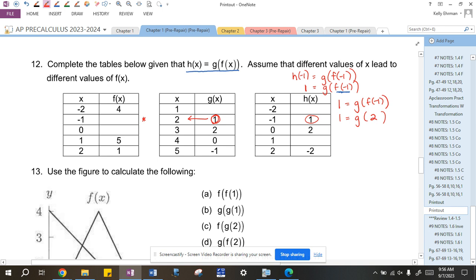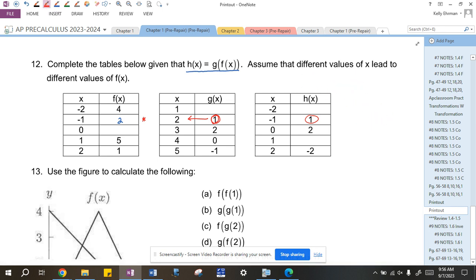So what does that mean? Well, g is equal to 1 when the input's 2. That means that f of negative 1 has to equal 2 to make this relationship work out. So I finally get down to f of negative 1 equals 2. F is the hardest one, I think, because you're kind of working backwards. So, okay, let's try f of 0. Let's try the same thing. So I'm going to erase my work for here.